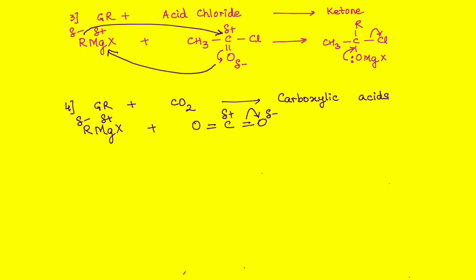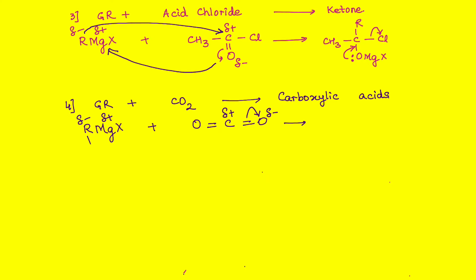What's your next step? Well done. You are going to connect the negative to the positive. So what we will have is the negative alkyl group attaches to the carbon, whereas the electrons of the oxygen are offered to the magnesium. So it's a give and take. O double bond C R O MgX.